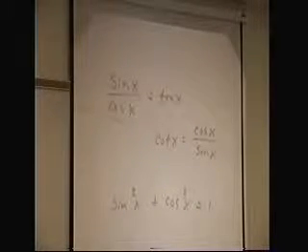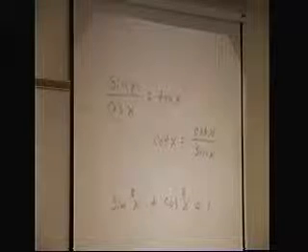I'd like everybody to divide all of these by cosine squared x. Take sine squared x plus cosine squared x equals 1, and divide everything by cosine squared x. Remember when we divide by c squared? Kind of like that.